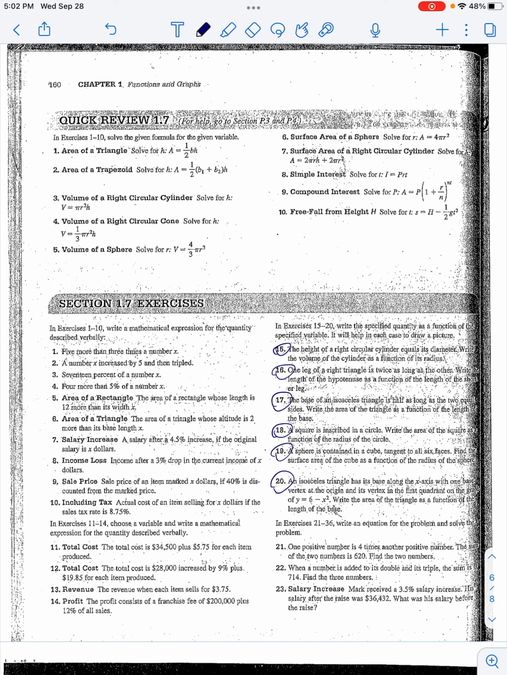All right, so I'm going to start with number 15 here. The height of a right circular cylinder equals its diameter. Write the volume of the cylinder as a function of its radius. So let's go back to our notes. Number 15. For these geometry type problems, I like to draw a picture. So right circular cylinder.